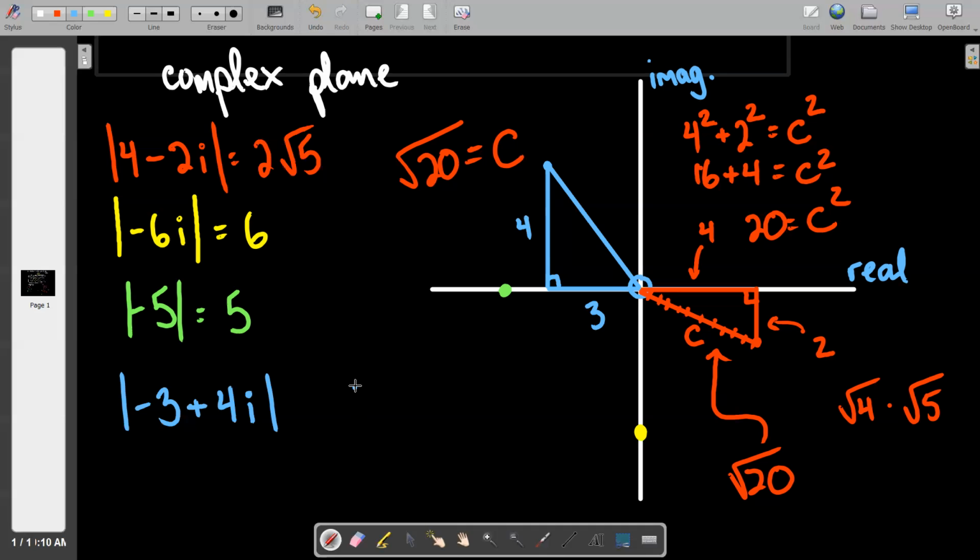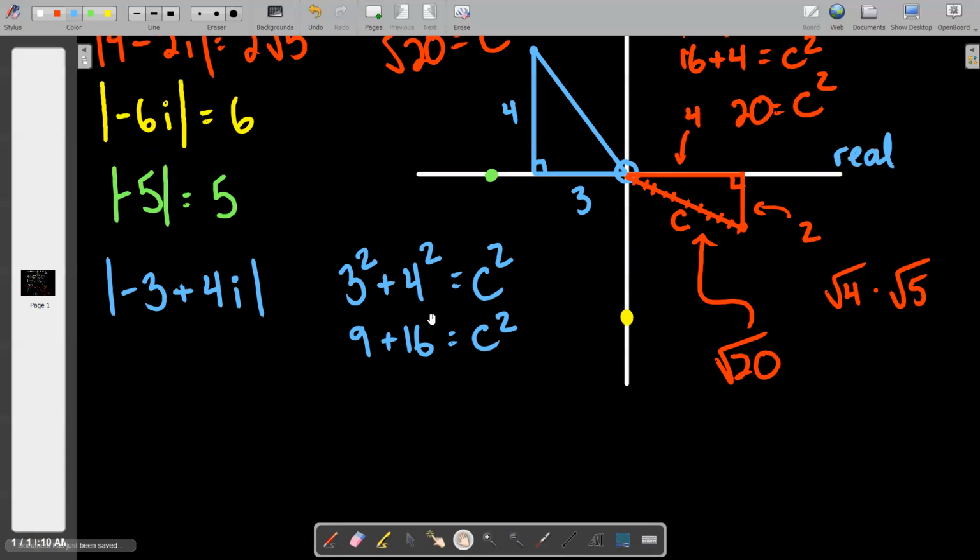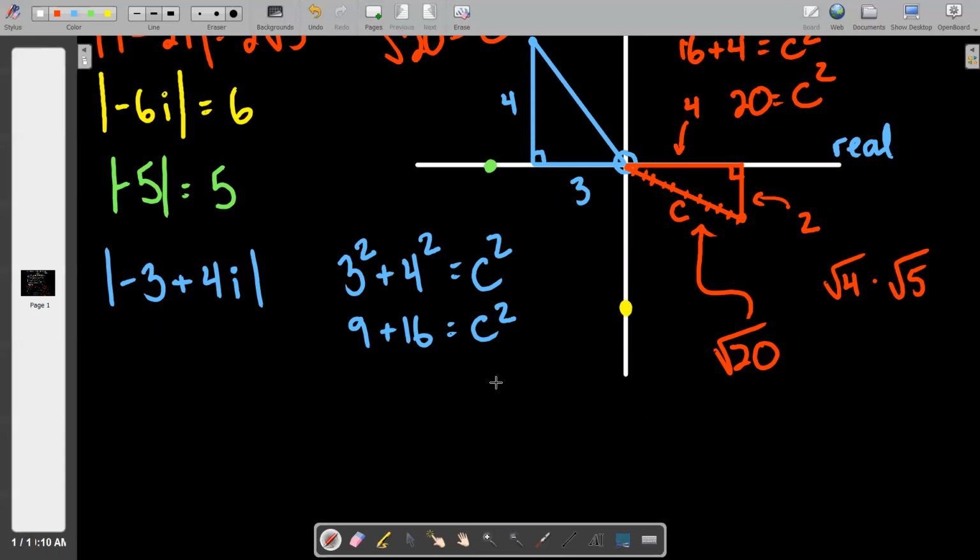And we're going to use, again, the Pythagorean theorem. We're going to say a squared plus b squared equals c squared. What's 3 squared? What's 4 squared? 9 plus 16 is? So I can then say that c squared is equivalent to 25. Therefore, c is equivalent to what? Perfect. Sometimes your absolute values come out as whole numbers.